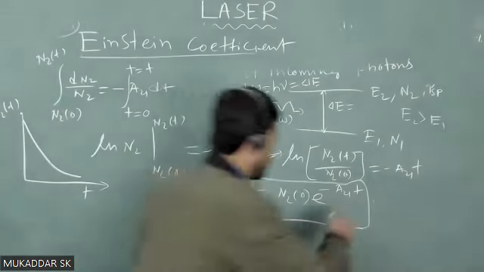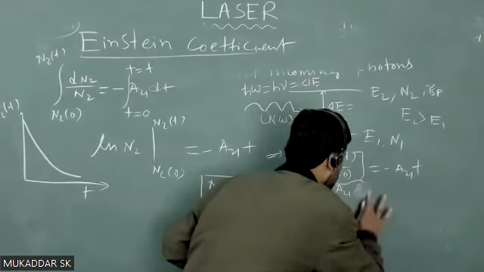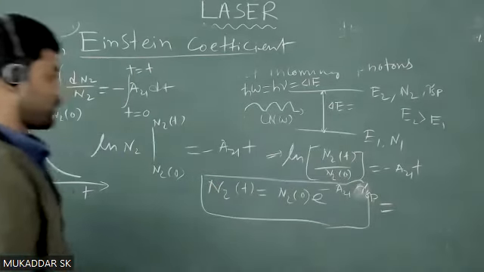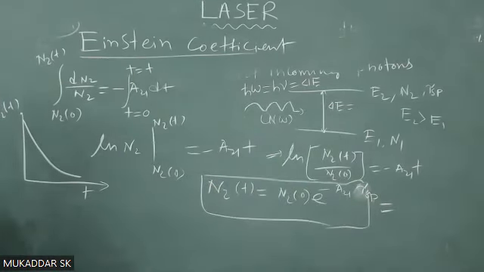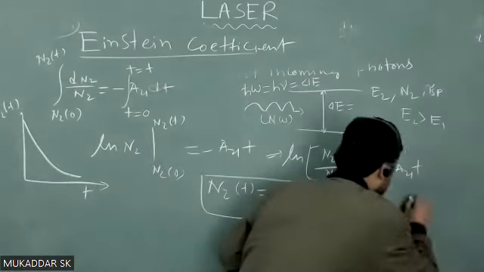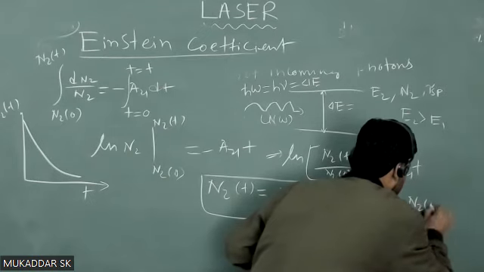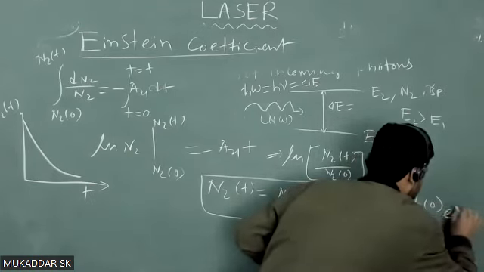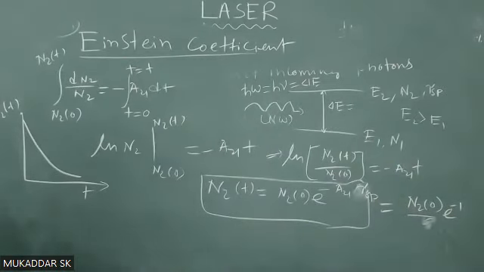मतलब ये एक टाइम है, t की जगह पे हम क्या use करेंगे? Tau sp. And at this time, what will happen? When t equals tau sp, the population of this level will be reduced to 1 by e times of its initial value. Initial value क्या है? N20 divided by e, or I can write e की power -1. So at t equals tau sp, the population of E2 will be N20 exponential -1.